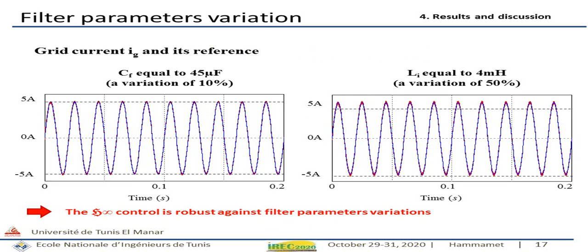In order to show the robustness of the control against filter parameters variation, this figure presents the grid current and its reference for variation of 10% of the filter capacitor and the variation of 50% of the converter side inductance.